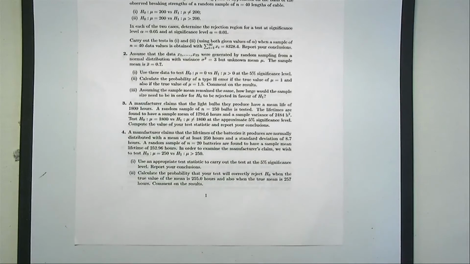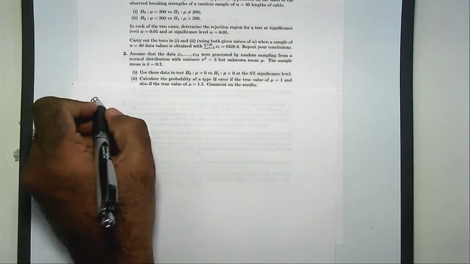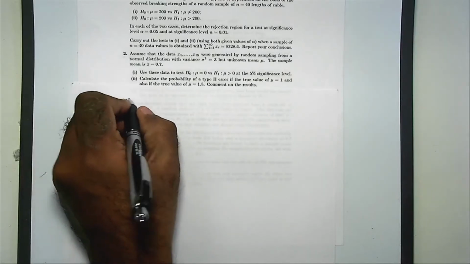So here we have a sample of size 10 from a normal distribution with variance equal to 3, unknown mean. The sample mean is 0.7, and the first part is to test mu equal to mu 0 versus mu greater than mu 0, right? So remember what I said in the previous question. We know the rule for rejecting the null hypothesis in this case, right?